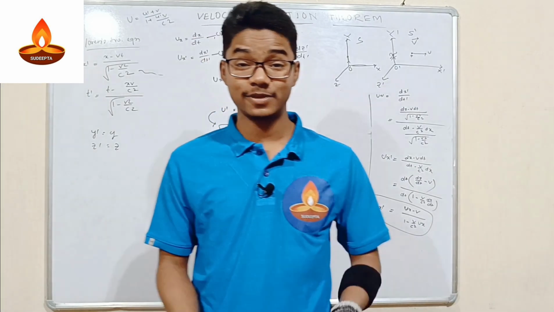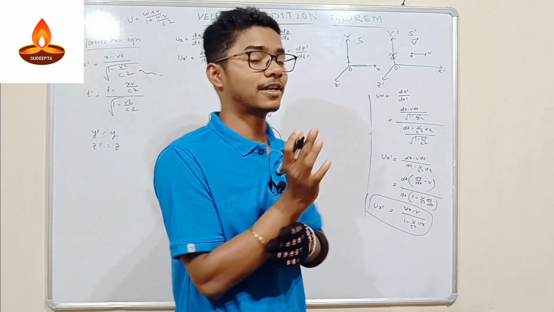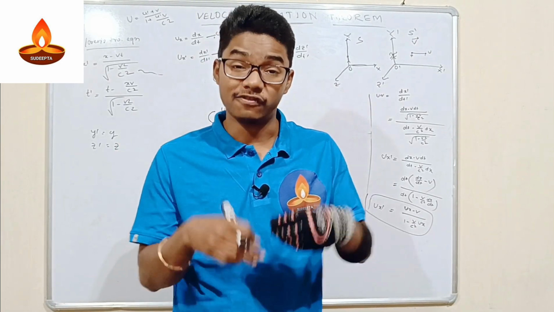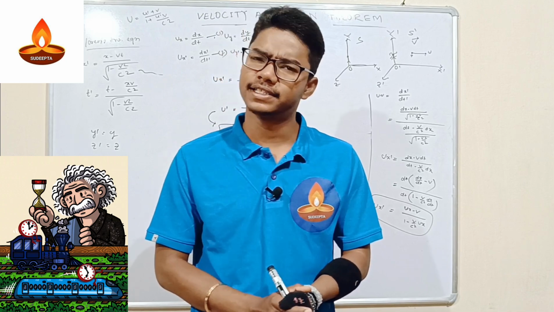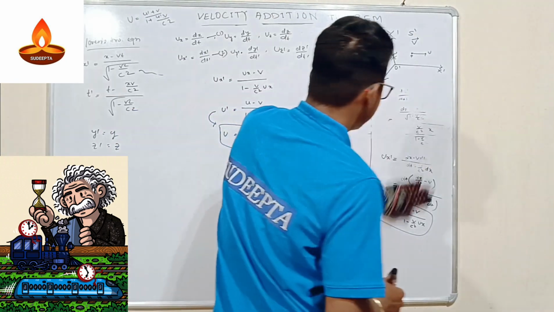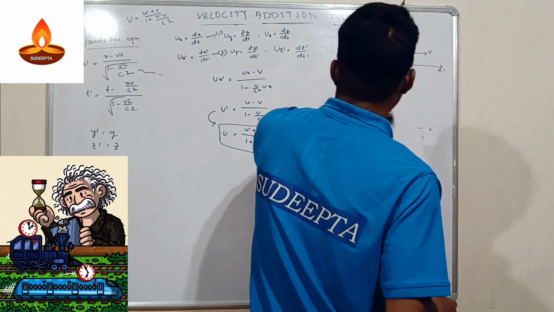Okay, we got this equation. After getting this, I told you that in the first stage, the application of this equation is to verify the constancy of the speed of light. Constancy of the speed of light means the speed of light is constant irrespective of your velocity or whatever else is happening.